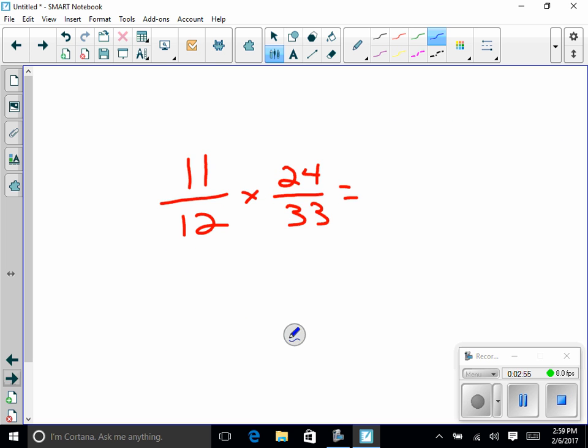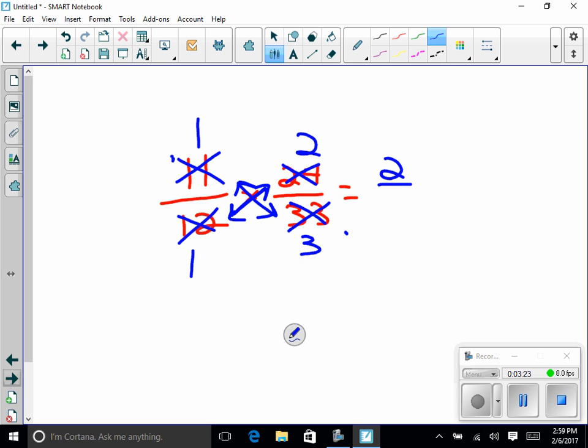Okay, let's take a look at our last one right here. You can see, once again, they kind of point to each other and say, hey, can I do anything with these numbers with each other? Let's look at the 11 up here, 33 down here. 11 goes into 33 3 times. 11 goes into 11 1 time. 12 goes into 12 1 time. 12 goes into 24 2 times. Then you multiply straight across. 1 times 2 is 2. 1 times 3 is 3. And look, it's already reduced.